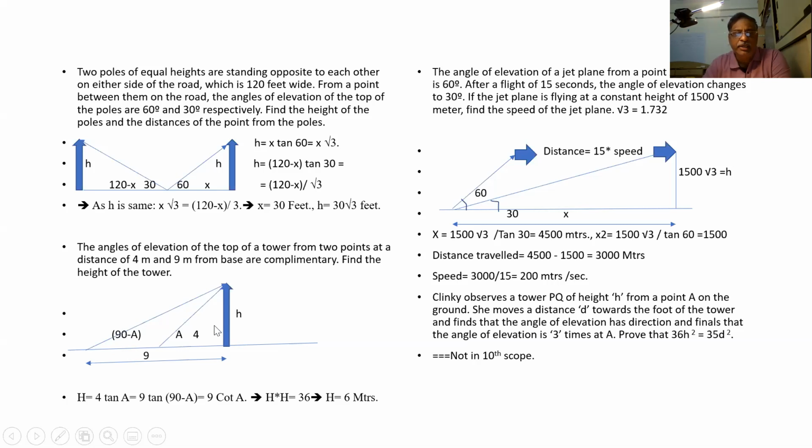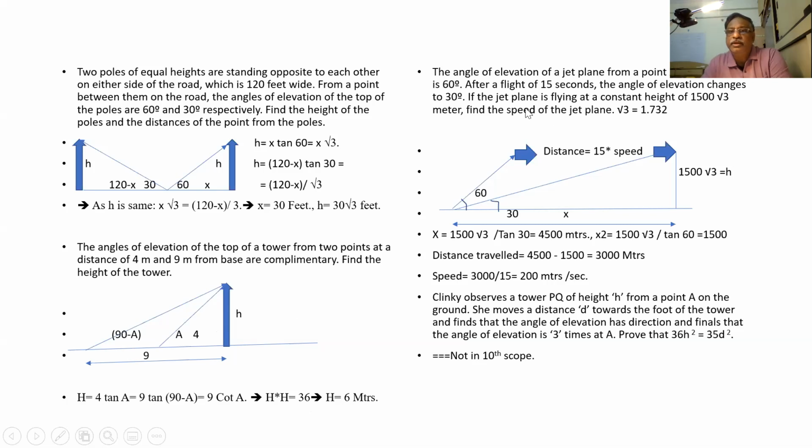Now tan A is h by 4, and tan of 90 minus A is h by 9. So h is equal to 4 tan A and h is equal to 9 tan of 90 minus A, and tan of 90 minus A is cot A, so 9 cot A. So h into h is 4 into 9 into tan A into cot A. Tan A and cot A get cancelled out because cot A is 1 by tan A. So h square is equal to 36, and h is equal to 6 meters.